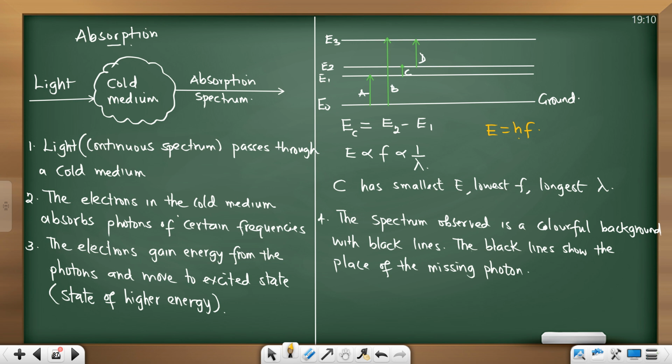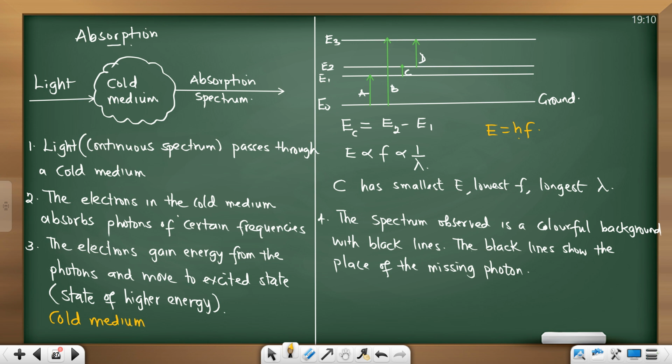It's a colorful background, and you have, my board is lagging, so I don't want to, it's going to delay. You see a colorful background, but simple black lines. So maybe if you find a black line on a yellow part, it means the color which is responsible for that is no longer there. It has been absorbed in the cold what? Medium. What is now happening to the cold medium? The temperature has increased. The cold medium is now hot. Why? It has absorbed what? Energy. Move to excited. Cold medium is now hot.